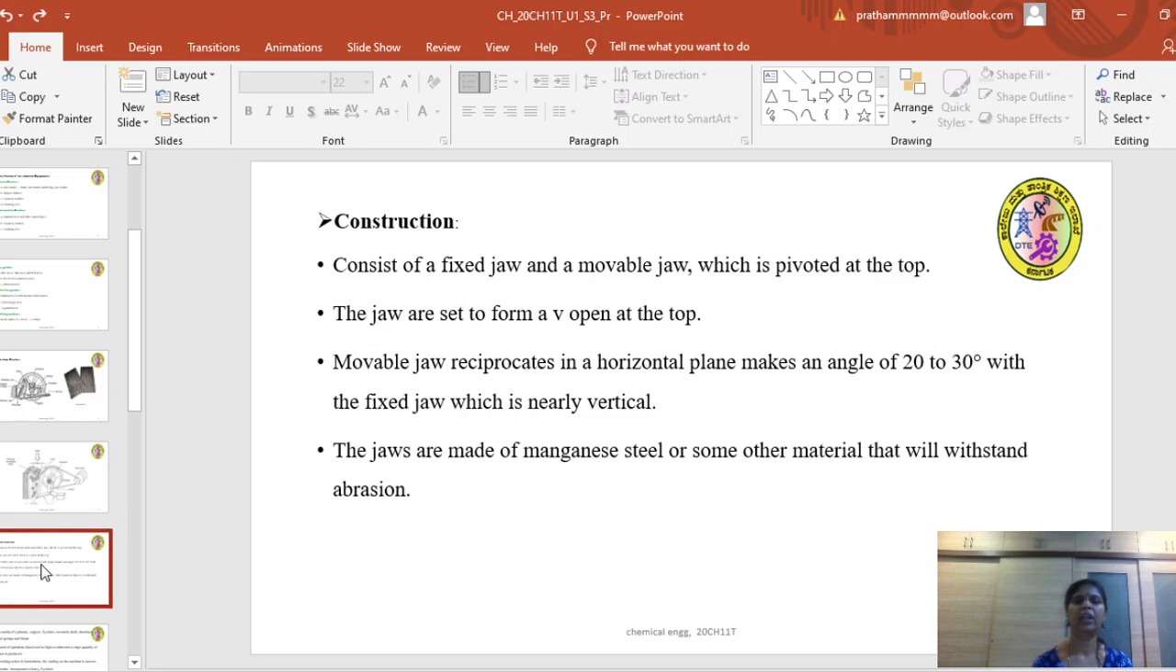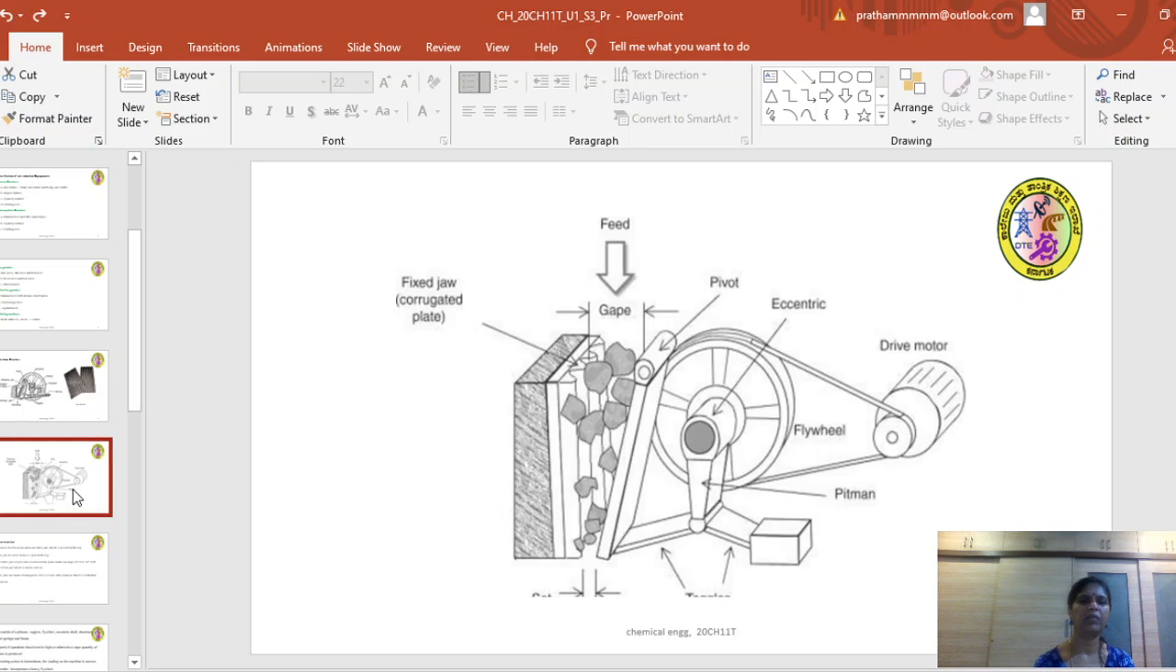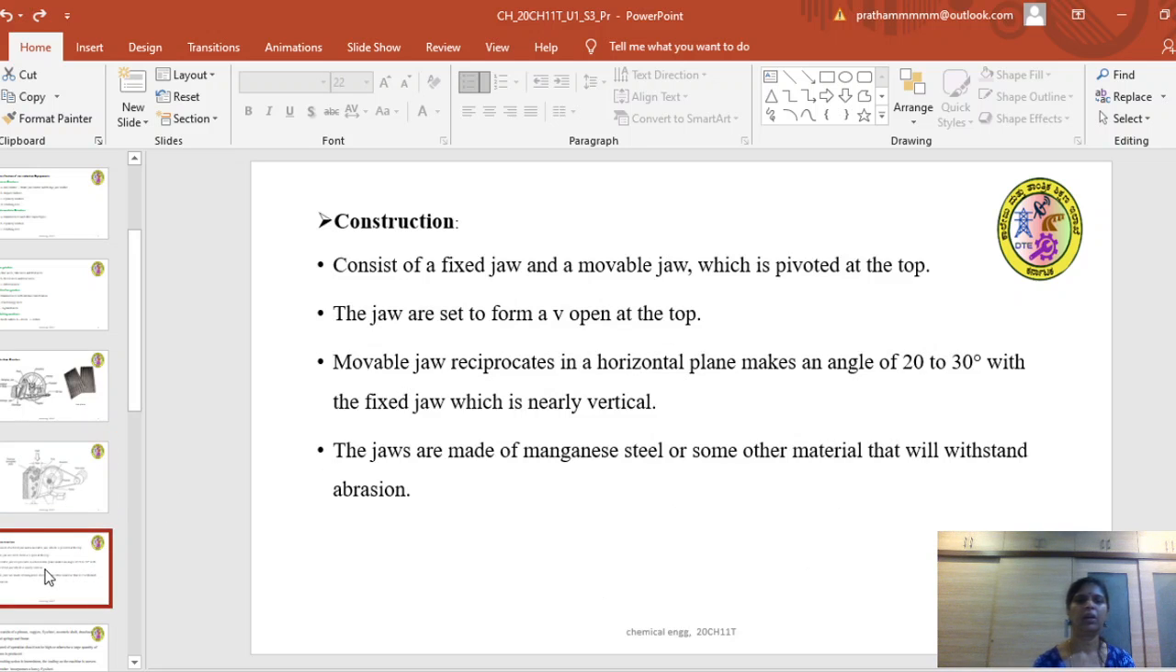So we will go into the construction in detail. As I told, it consists of the fixed jaw and the mobile jaw, which is pivoted at the top. The jaws are set to form a V shape, open at the top, and the mobile jaw reciprocates in a horizontal plane, making an angle of 20 to 30 degrees with the fixed jaw.